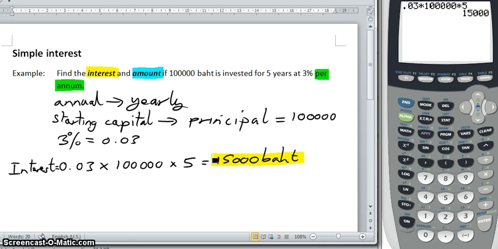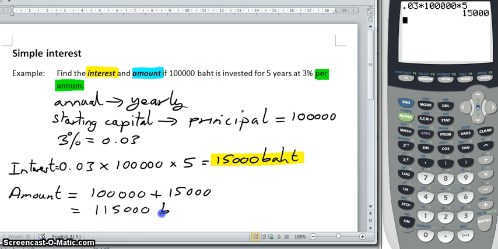And that's the amount of interest that you would get after 5 years. Alright, so what's the amount? Well, that's the amount that you've got in the bank, and that will be what then? Good. Yep, that's 100,000 plus your interest, which is clearly 115,000 baht. So that's your blue bit.